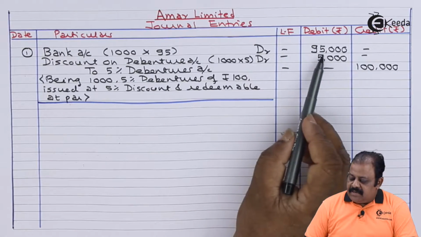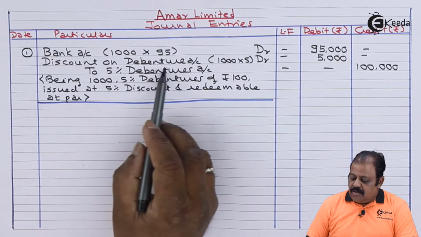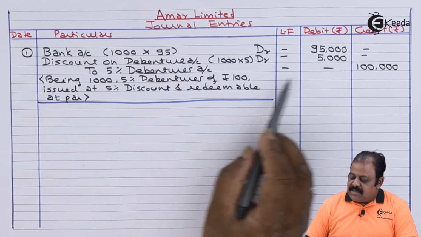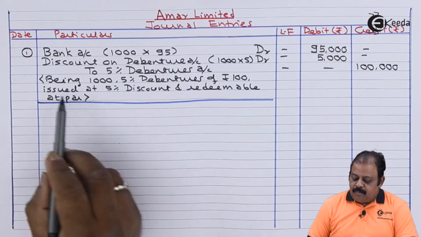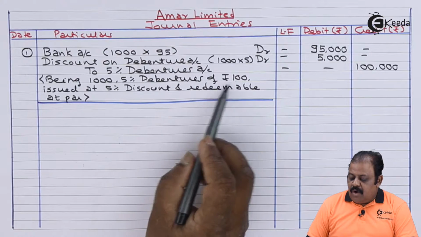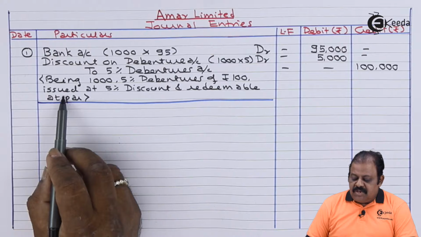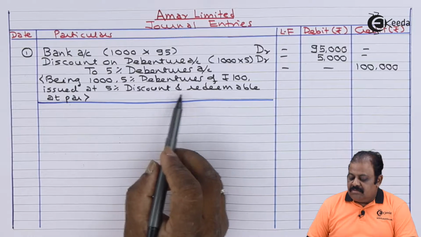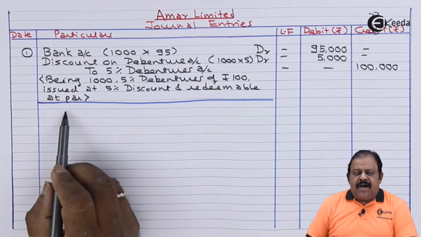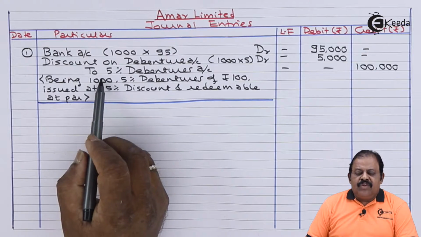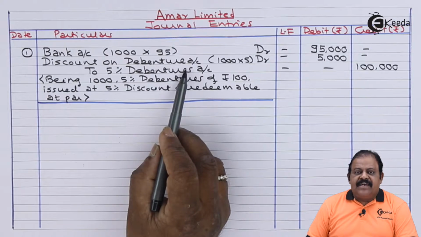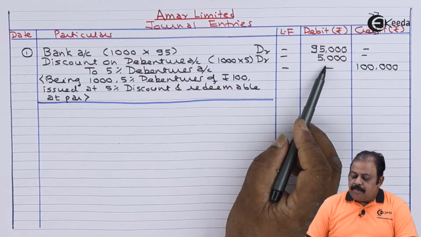Bank account debit 95,000, discount on debenture account debit 5,000, to 5% debenture account 1 lakh, being 1,000 5% debentures of rupees 100 issued at 5% discount and redeemable at par. As debentures are redeemable at par, this will be the entry which shows that at the time of issue of debenture we have given discount 5% on nominal value, that is rupees 5,000.